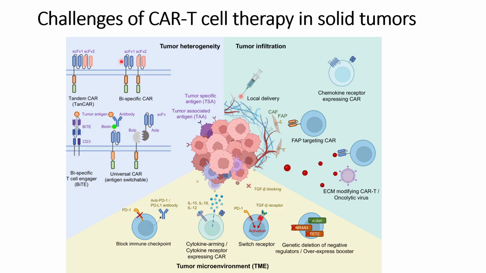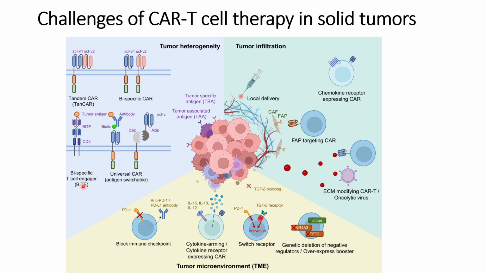And how can they decide which variable fragments they need to target? This can be done by having information about TSA or TAA. TSA is tumor specific antigen, which is expressed only on the tumors, whereas tumor associated antigens are expressed on the tumors and also on normal cells, but the expression in the case of tumors is higher.